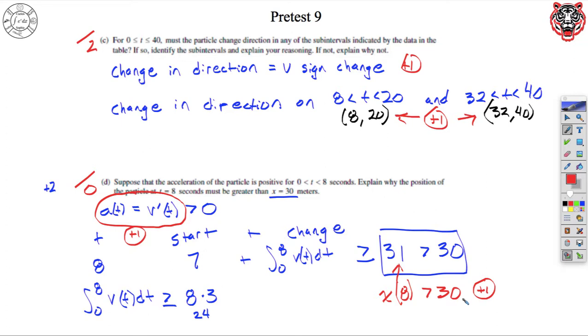Wait, so your explanation is just... My explanation is 24 has to be the minimum amount for this integral, and I added that integral plus 7 to get 31. Do you somehow get 31? Okay. If you have 31, then that is definitely an explanation for why the position at 8 is greater than 30.